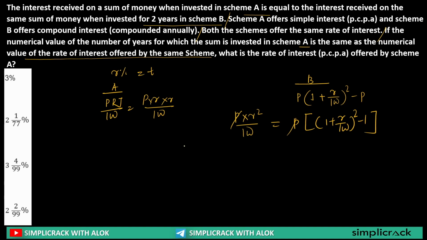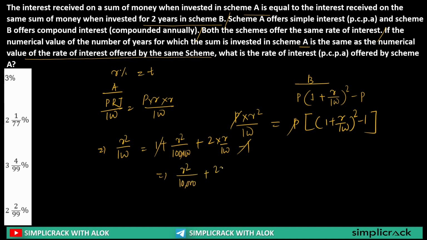Now I can write here R square by 100 is equal to 1 plus R square by 100 into 100, 100 into 100 plus 2 into R by 100 minus 1. Minus 1 plus 1 will cross out. This can be written as R square into 10,000 plus 2R by 100 or R by 50. Yes, sir, this can be written.